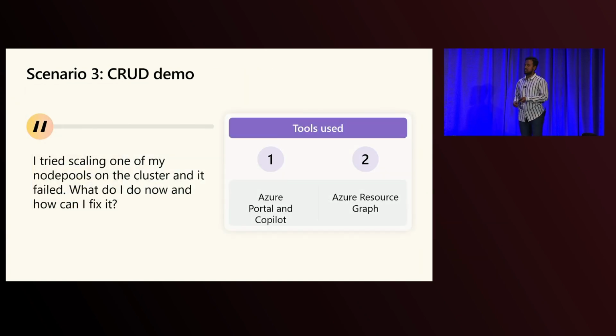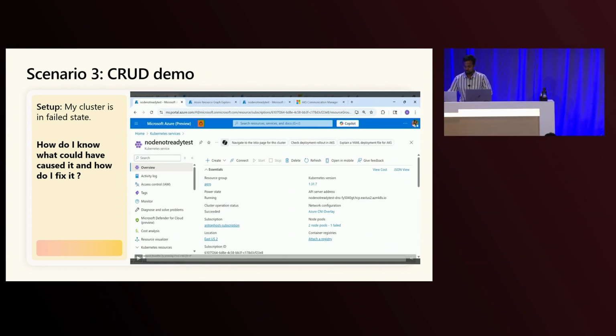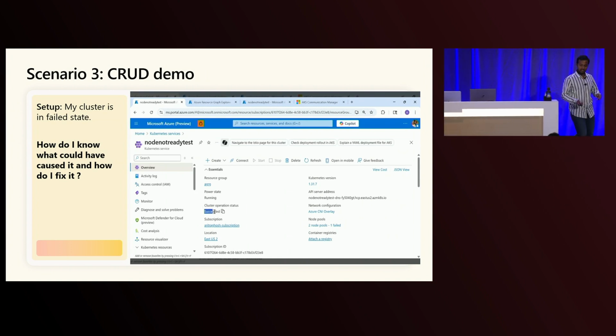That brings us to the demo. Pretty simple demo here. I was trying to scale one of my node pools, and the scale operation failed, and I'm trying to figure out what happened. I'll be using Portal and Azure Resource Graph, and also a little bit of Copilot. Cool. I start, again, with the cluster overview page.